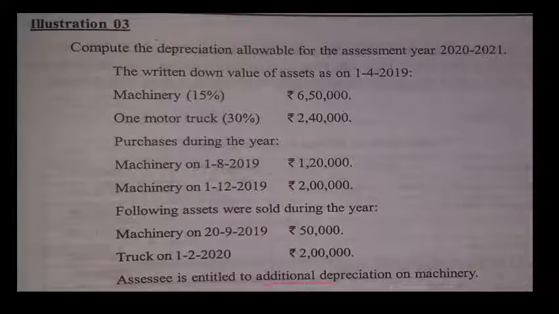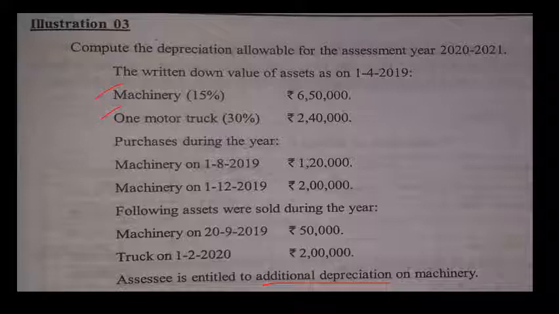So this is about additional depreciation. Even if it is not given, we have to calculate the additional depreciation whenever there is a new purchase under the category of plant and machinery. So now in this problem, there are two blocks of assets. One is machinery and another is a motor truck. These two come under the same category of plant and machinery. The main block is plant and machinery, but you have to calculate the depreciation separately. Machinery one block and motor truck another block. So there are two blocks.